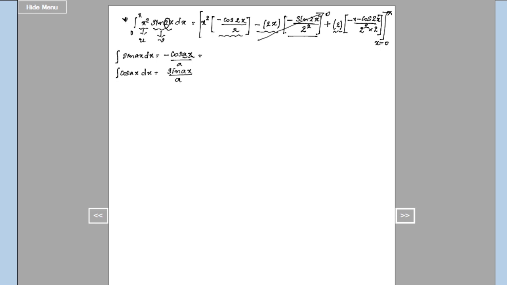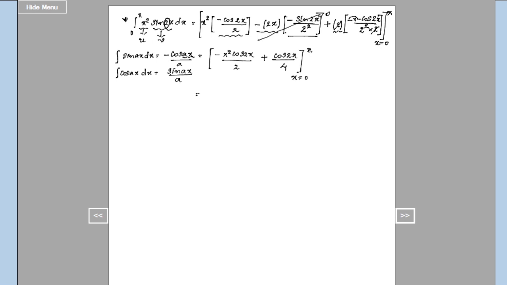So what are you left with? You are left with minus x square cos 2x divided by 2, then minus into minus is plus, 2 by 2, one term of 2 gets cancelled. Minus into minus plus cos 2x divided by 2 square, which is nothing but 4, with limit x equal to 0 to pi. Now substitute the limits.